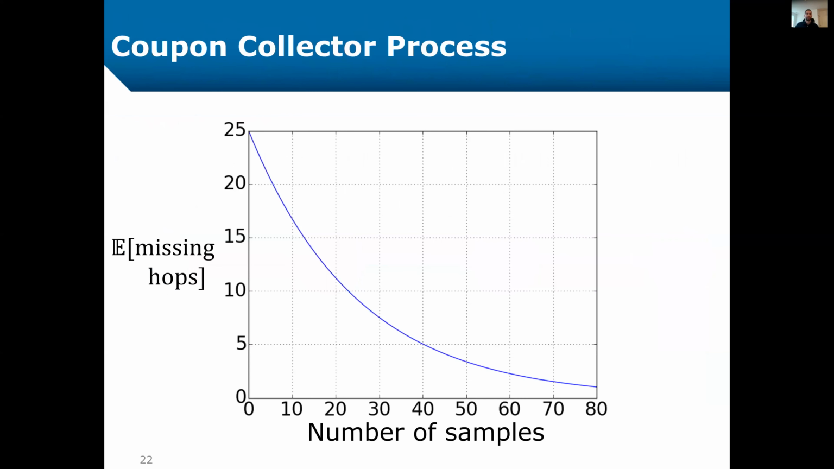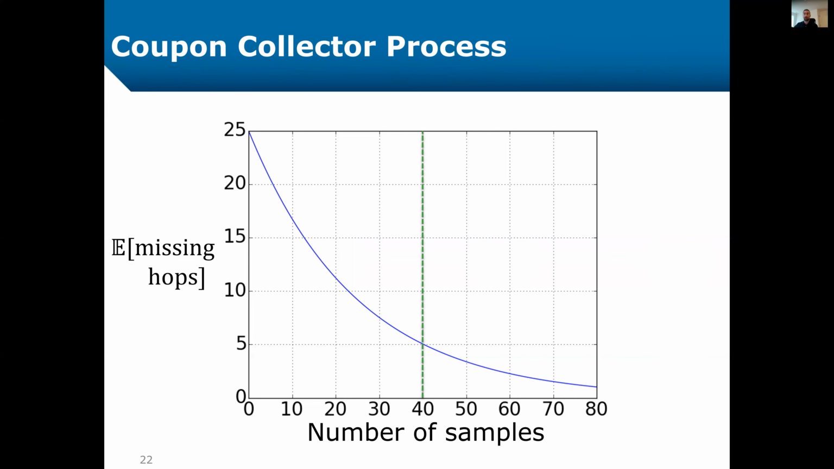Let me give you some intuition about this process. Here is an example where we started from 25 hops. The x-axis is the number of samples we collected, the y-axis is the expected number of missing hops, and you can see that it starts fast, but then it really slows down. If we look at the first 40 packets, for example, we can already figure out in expectation 20 out of the 25 hops, but now the algorithm really slows down, because each consecutive packet is going to carry a new hop ID with a probability of at most 1 in 5.